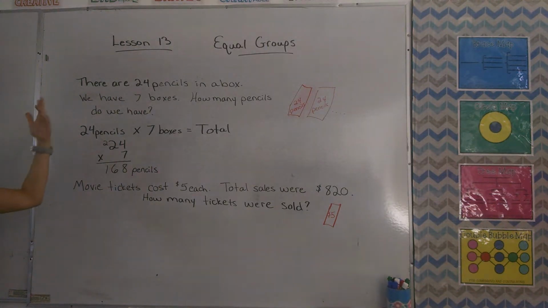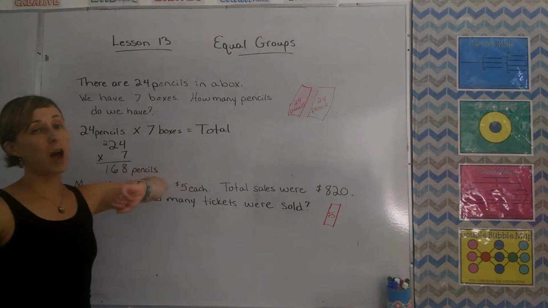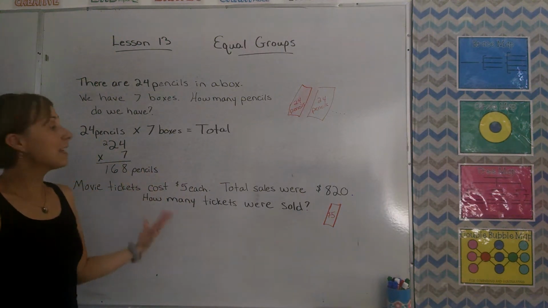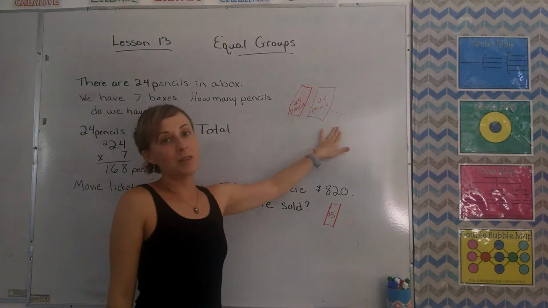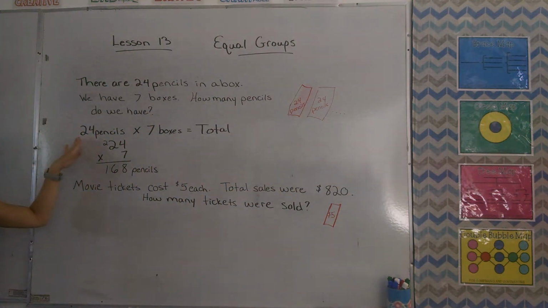I'm able to multiply because there's the same number of pencils in each box. Multiplication is repeated addition. So instead of just adding 24 each time, I'm able to multiply 24 7 times. Let's look at another way that this might look.